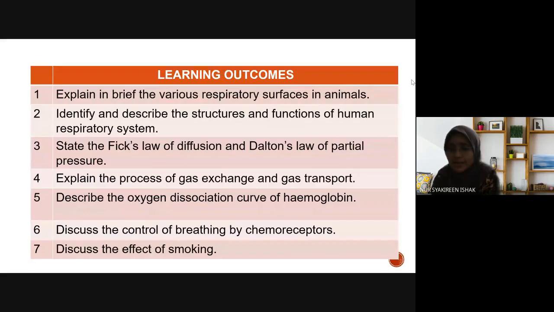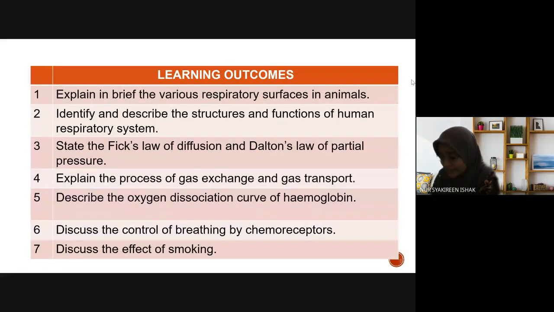Okay, so there are a few factors that aid in making sure there is an efficient mechanism, so that gas exchange occurs really fast between the respiratory surface and the respiratory medium. For the respiratory medium we have two types: water and also air, which are the sources to extract the oxygen and to eliminate the carbon dioxide. So for that, we are going to explain in brief the various respiratory surfaces in animals.